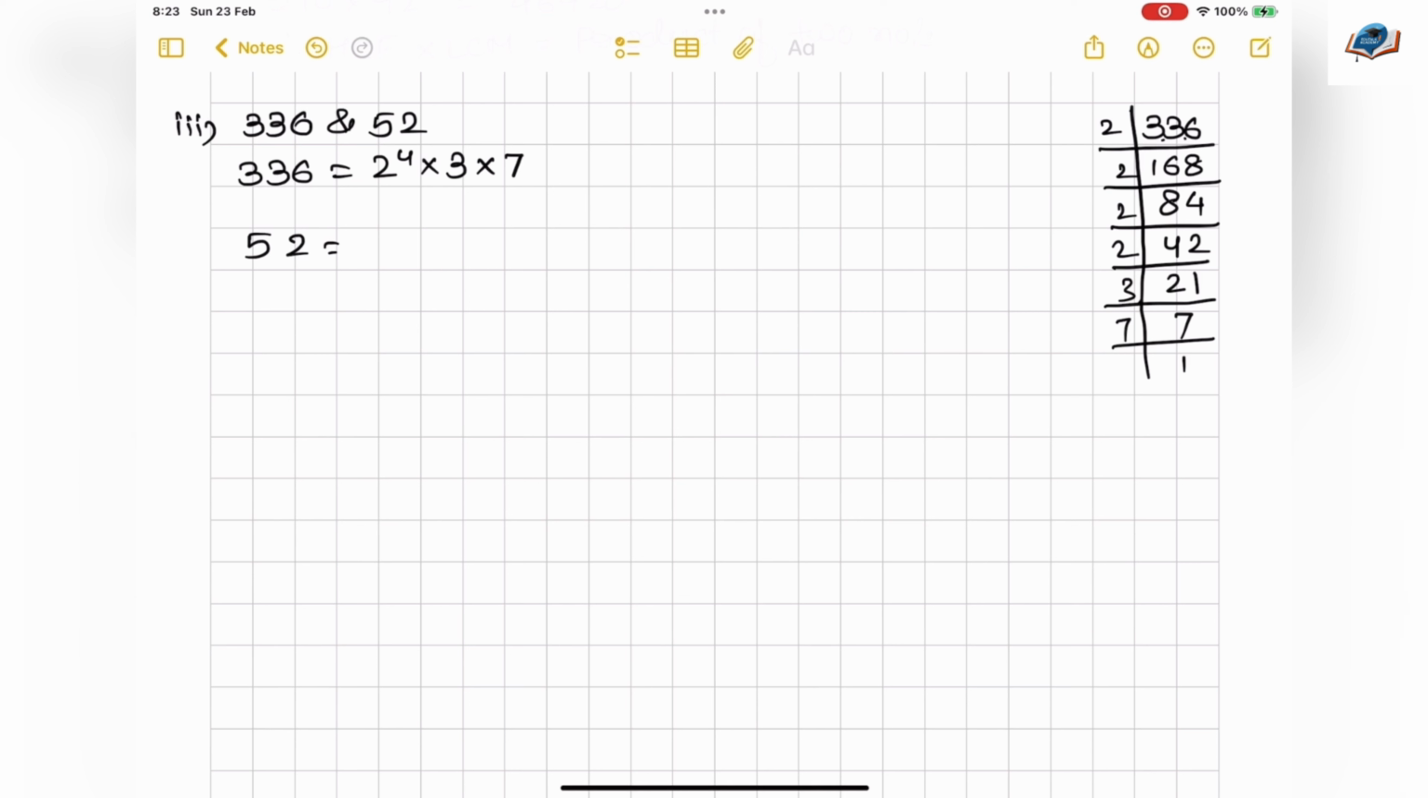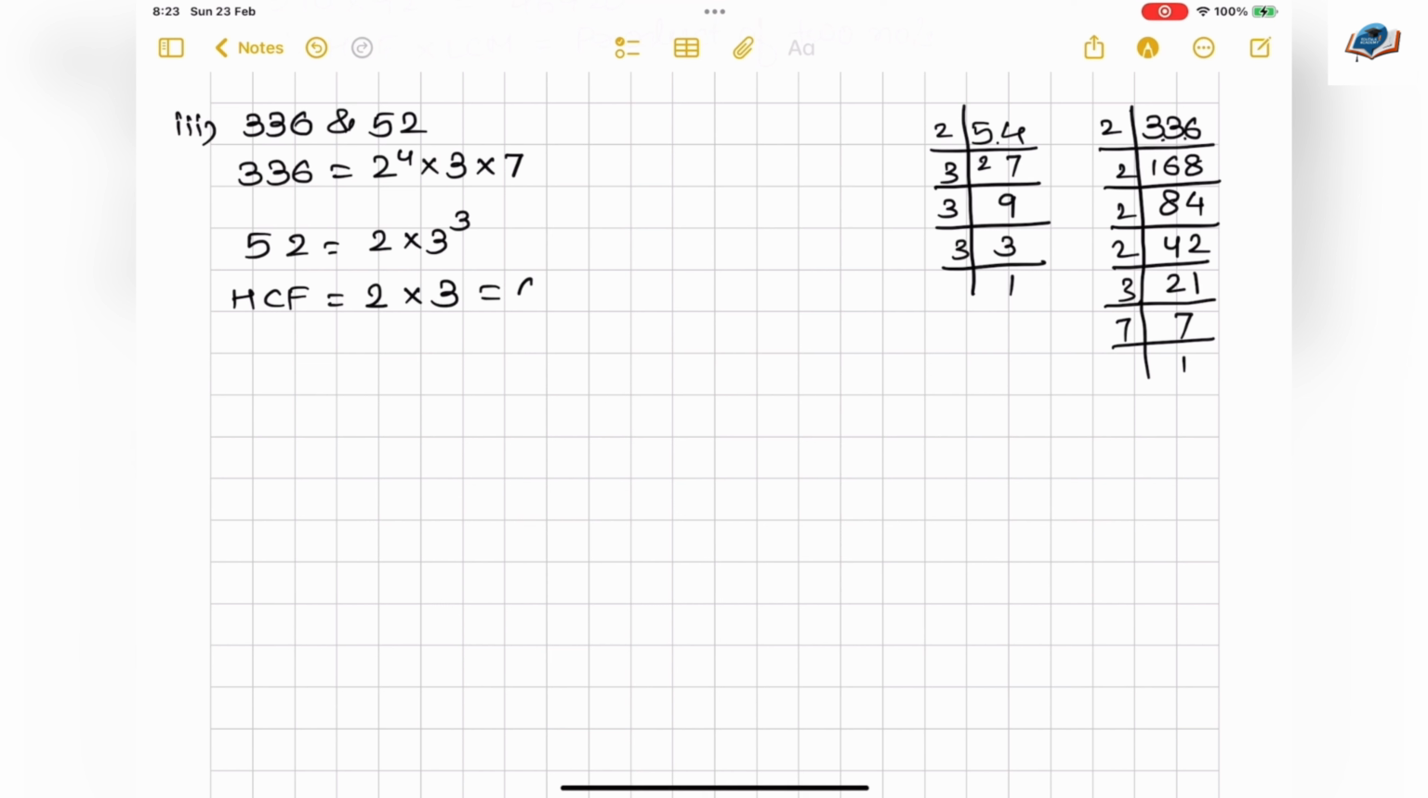Now 54, if I do, 2 twos are 4, 2 into 27, 3 into 9, 3 into 3, 3. So 2 into 3 cube. So if you see, HCF will be 2 into 3, that is 6, and LCM will be 2 raised to 4 into 3 cube into 7.